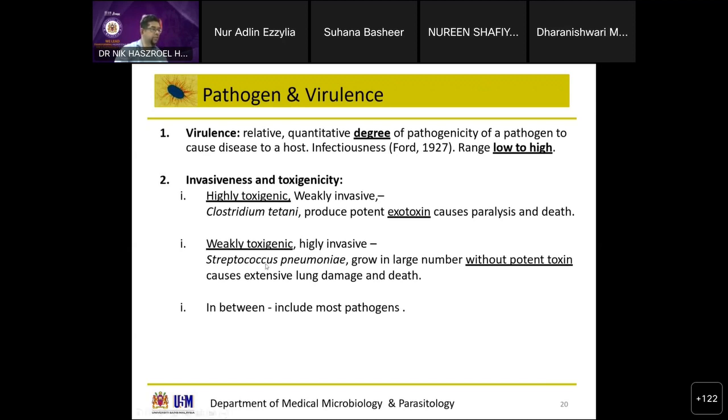Whereas some organisms, like Streptococcus pneumoniae, are weakly toxigenic but highly invasive. So the toxin they produce is a weakly potent toxin, but they themselves are very invasive. They cause lung damage and death.